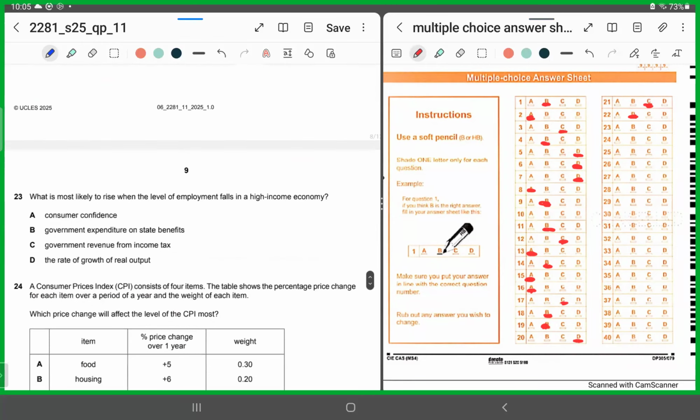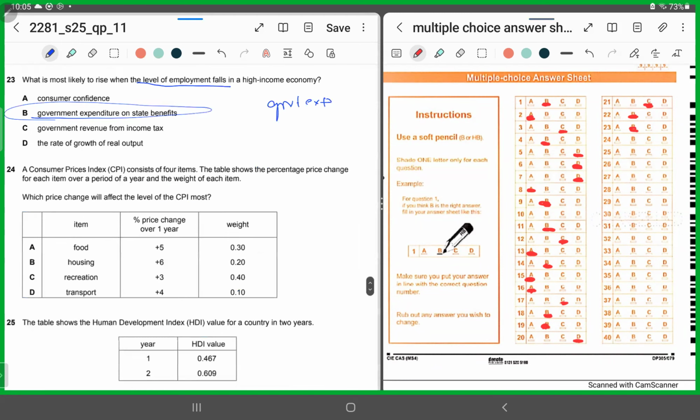23. What is most likely to rise when the level of employment falls in a high income economy? So they are saying that when unemployment rises, what increases? When unemployment rises, government expenditure increases. The government will be spending more on the provision of unemployment benefits. So for 23, it has to be B.